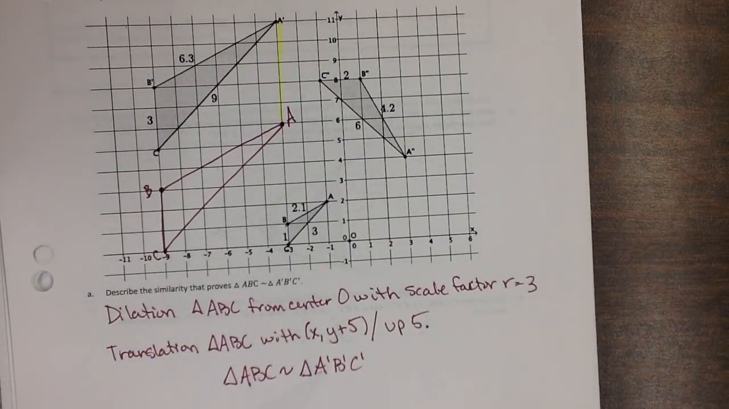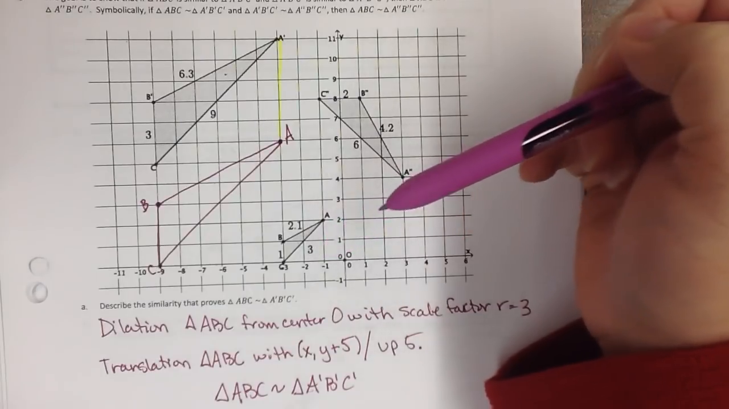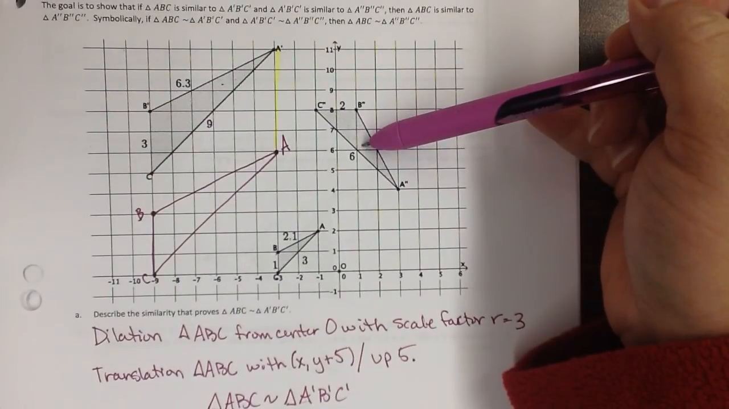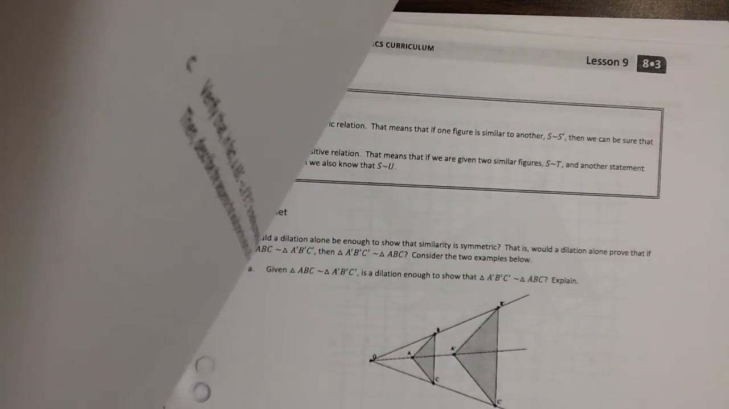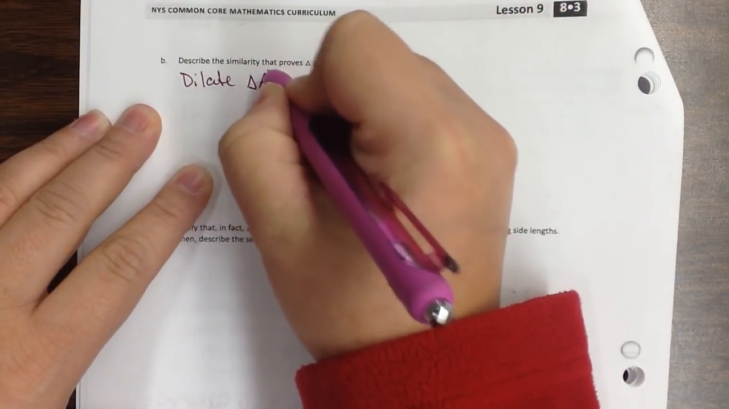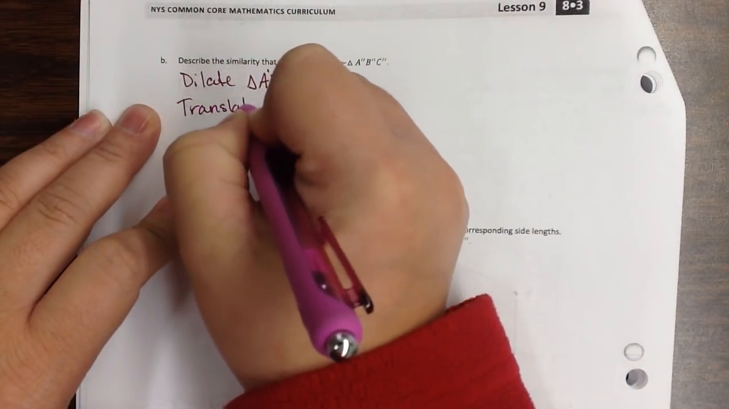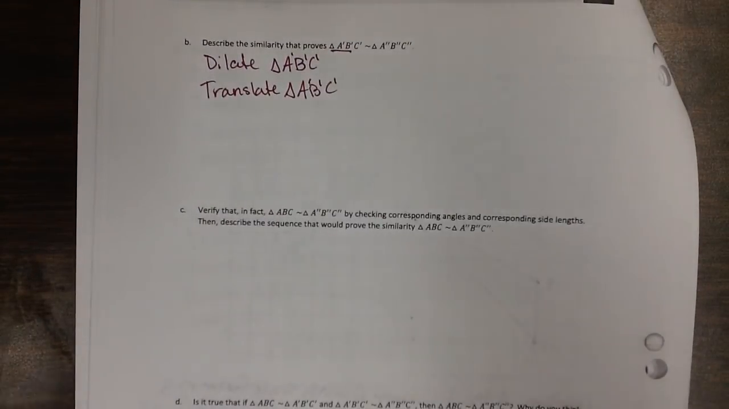Okay. B says to prove that A prime, B prime, C prime is similar to A prime prime, B prime prime, C prime prime. So we're going to work a little bit backwards. Okay, so we always start off with the dilation. So we're going to dilate something. And we're going to dilate triangle A prime, B prime, C prime, because that's what's first. And then we'll translate it to connect them. And then we'll do something else as needed.